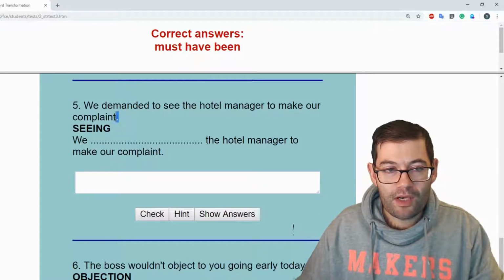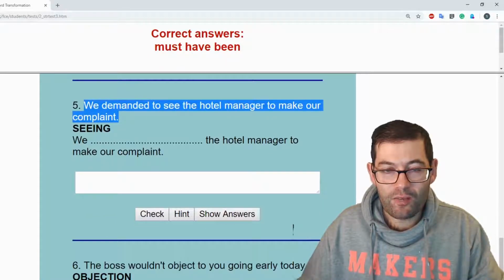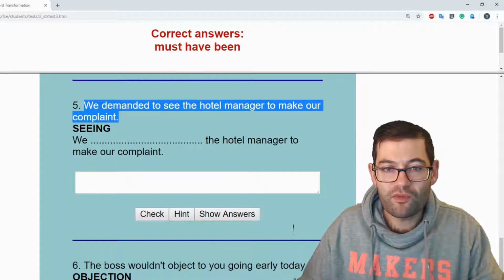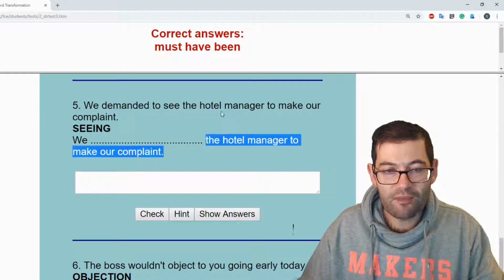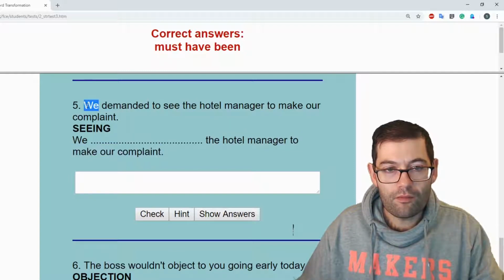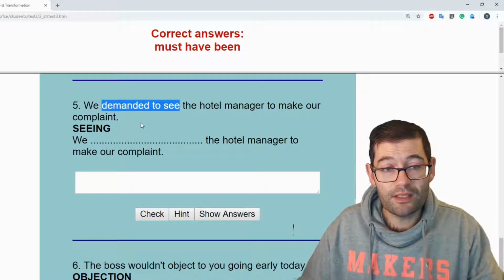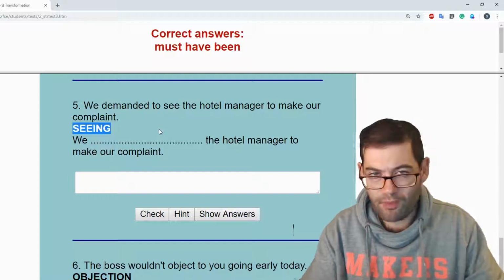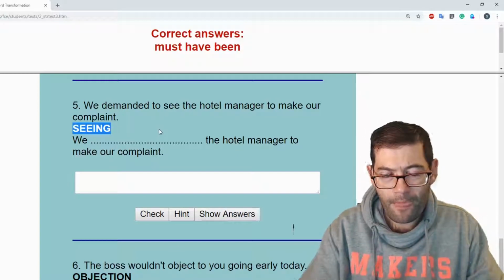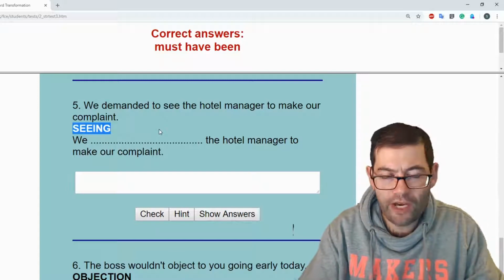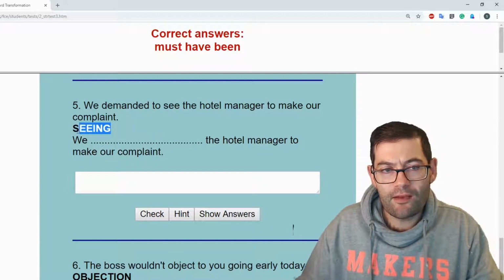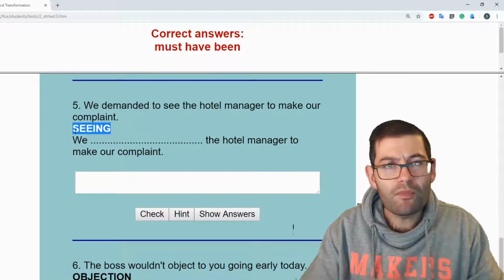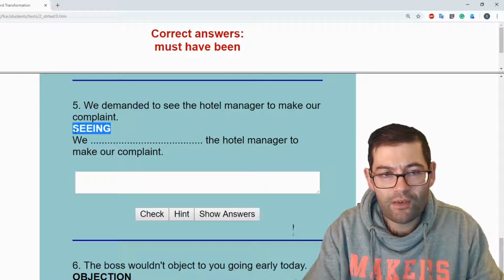Number 5, we demanded to see the hotel manager to make our complaint. So if we have a look for similar language like we did before, we can see "the hotel manager to make our complaint" is there, and "we" is also there. So the key language that we're looking to replace is "demanded to see". But we've got a perfect participle form here, or it could be a continuous form here, or it could be a gerund. So this "seeing" here, straight away looking at this, gives us some clues, or at least gives us an idea of what kind of language that we need.